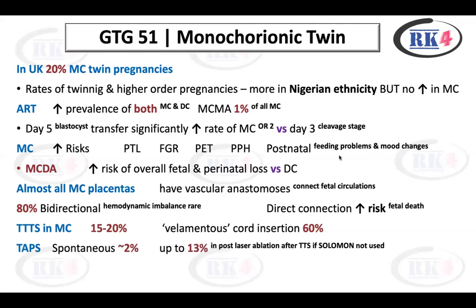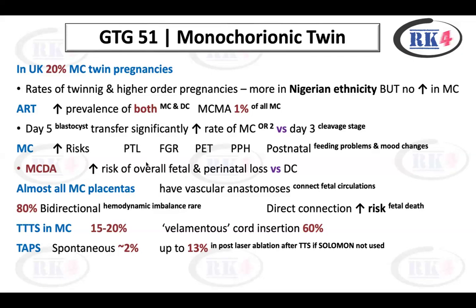And then TAPS. TAPS is twin anemia polycythemia sequence. This is a complication, and in monochorionic twin pregnancy, it occurs in about 20% of the patients spontaneously. And this is a special complication which occurs after the treatment of TTTS. Okay. And this may occur in about 13% of the cases after the treatment of twin transfusion syndrome. So we will be talking about it in a short while.